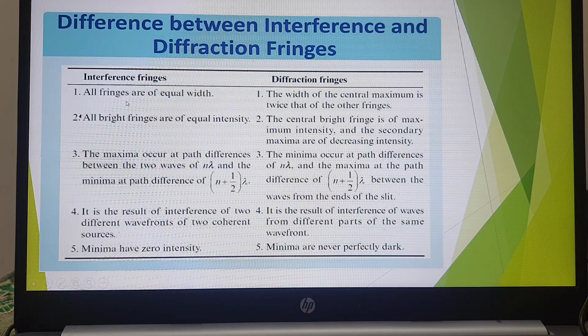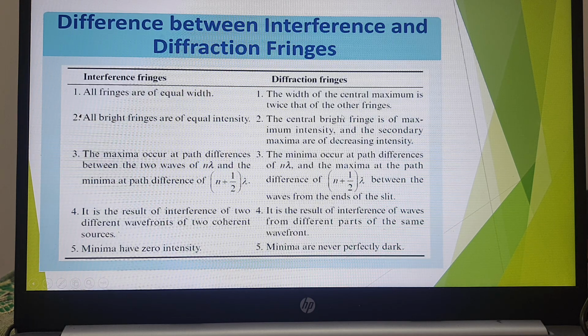All fringes are of equal width. In interference, all fringes are of equal width, whereas in diffraction the width of the central maxima is twice that of the other fringes. Also, all bright fringes have equal intensity in interference fringes.